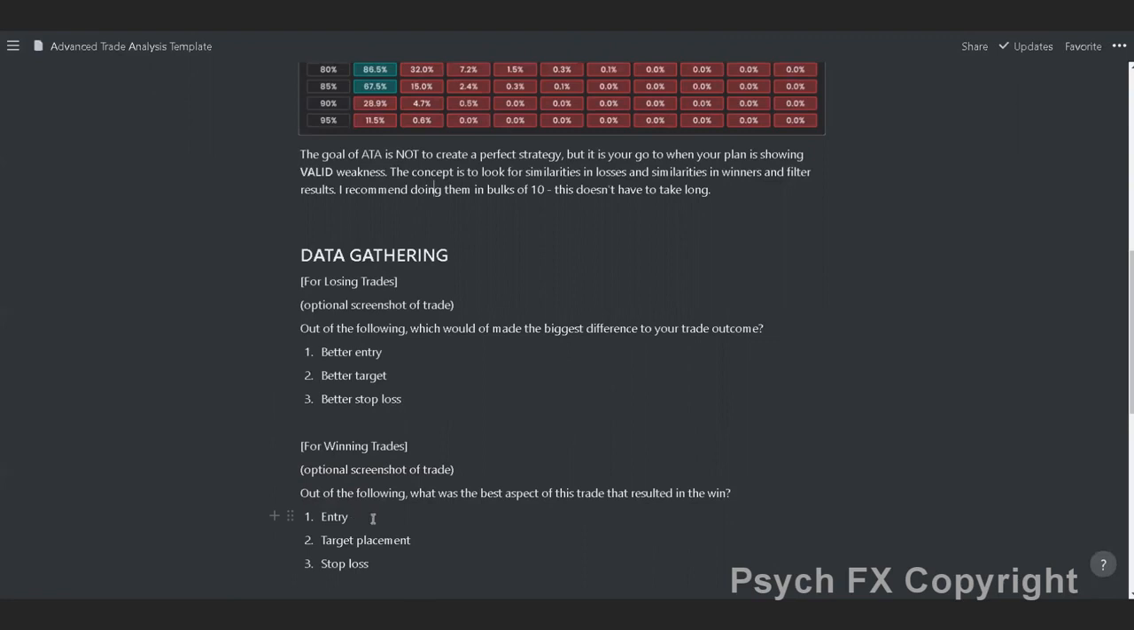So maybe that could be a reason for your winner, which would coincide maybe with one of the losses. It's like, okay, well, I needed better entries for my losses, and I had really good entries for my wins. That might be something that you then need to go and focus on. Might be your target placement.